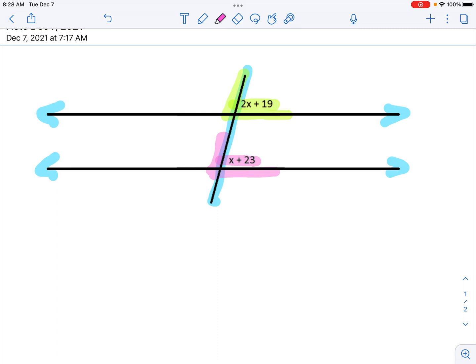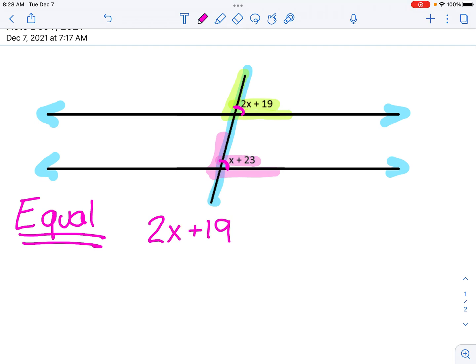Now, if I look at those two angles, I notice that they are the same measurement. They're equal. I can picture this little angle sliding down and lining right up with that little angle. So in this case, I have two angle measurements that I can tell are going to be equal. So what do I do? I take my two expressions and I set them equal. This must mean that 2x plus 19 is going to be equal to x plus 23.